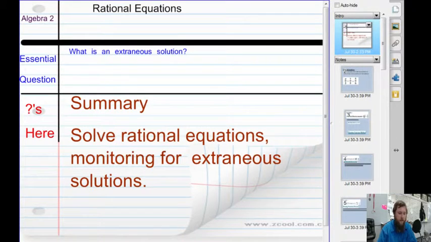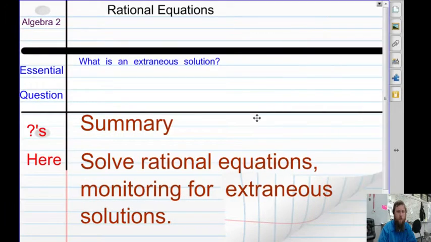Welcome Algebra 2. This is rational equations. The essential question is, what is an extraneous solution?